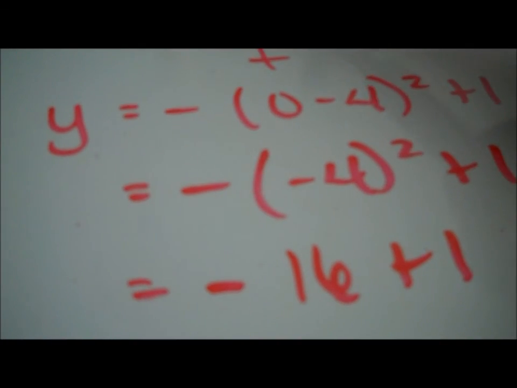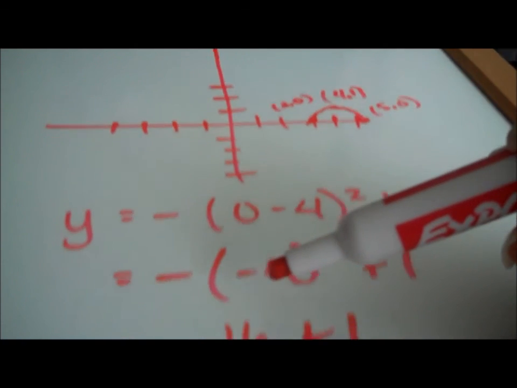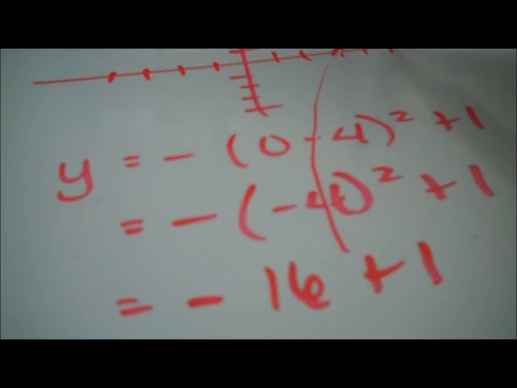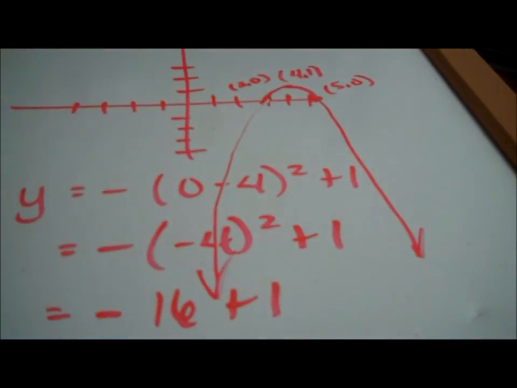So again, it looked like it was going to go down quite a ways. So we would actually have to go all the way down to negative 15 and graph it. And that would come down something like this. Okay, that's how we would work it out.